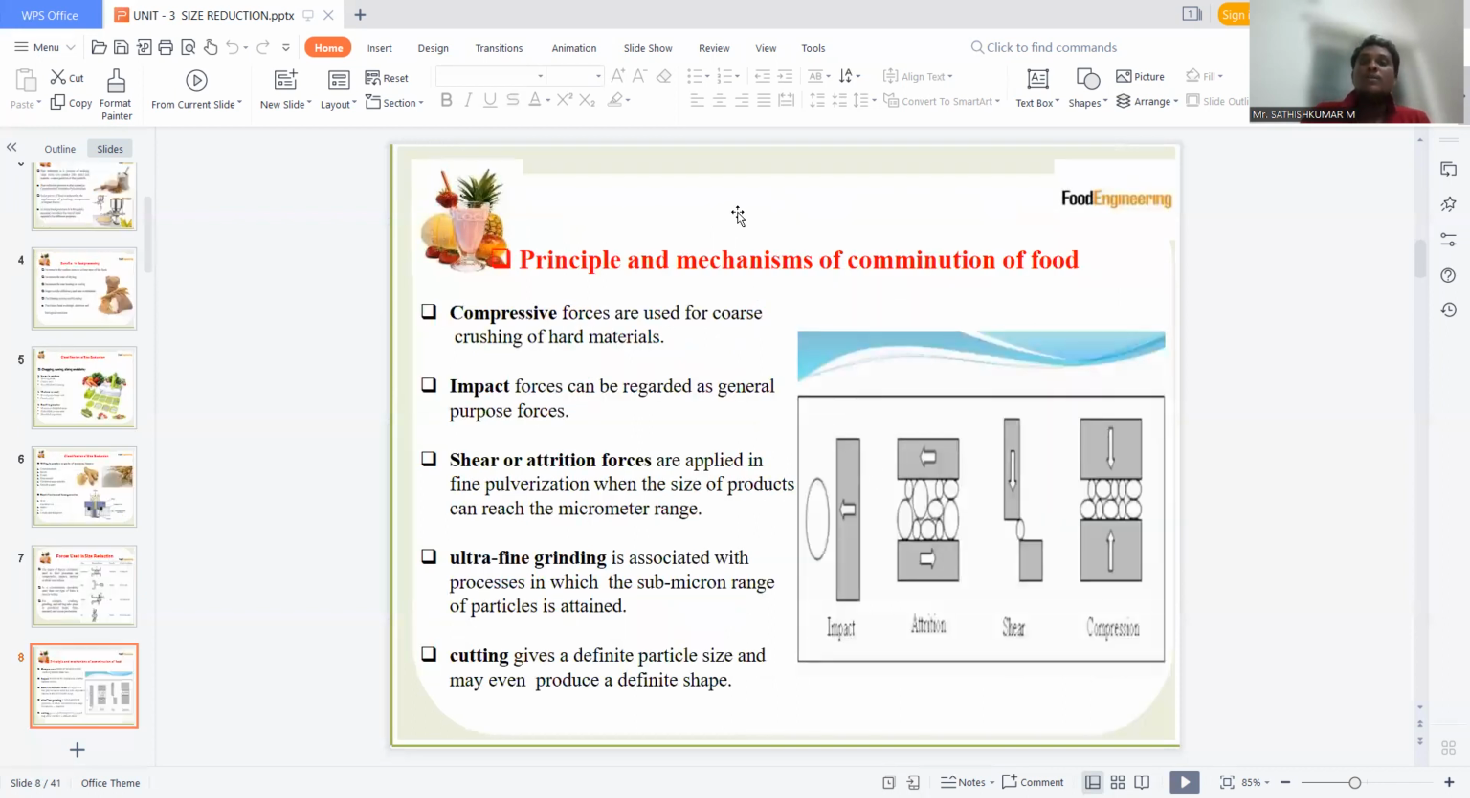The principles and mechanisms of comminution, or size reduction of foods. First one, compressive. Compressive forces are used for coarse crushing of materials. Impact forces can be regarded as general purpose forces. Shear or attrition forces are applied in fine pulverization, when the size of the product can reach the micrometer range. Ultra fine grinding is associated with processes in which submicron ranges of food particles are attained. Cutting gives a definite particle size and may even produce a definite shape.